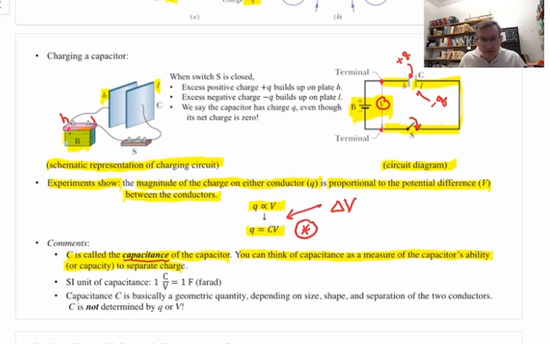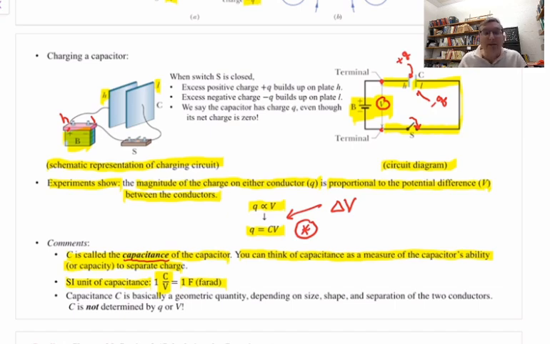Since we have a new quantity here, we should talk about its unit in the SI system. The SI unit of capacitance, well, if Q equals CV, then C equals Q divided by V. So the unit of C must be the unit of charge, Q, divided by the unit of V, potential difference. That's 1 Coulomb over volt. Coulomb per volt. Now that combination of Coulomb over volt is given its own name and symbol. Capital F for Farad, after Michael Faraday.